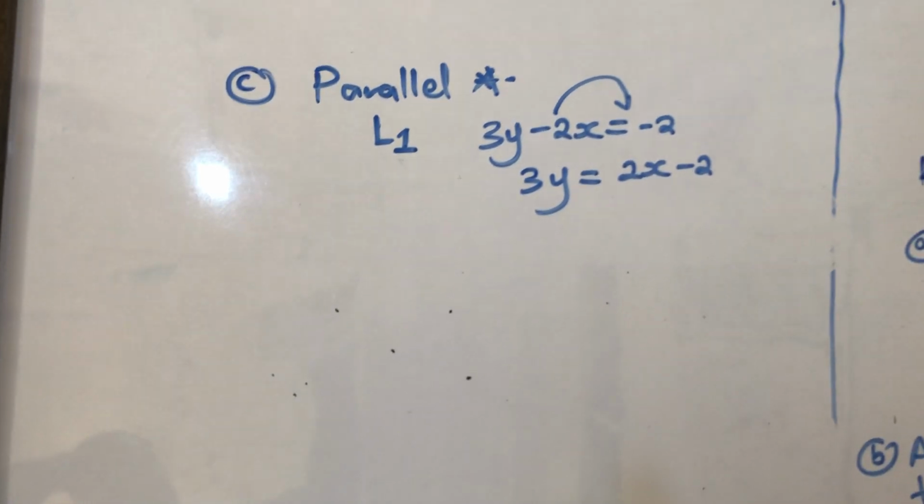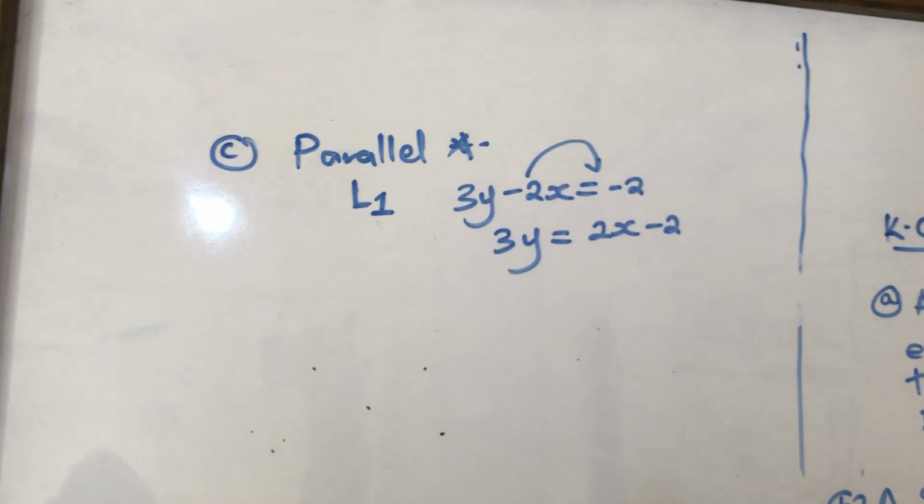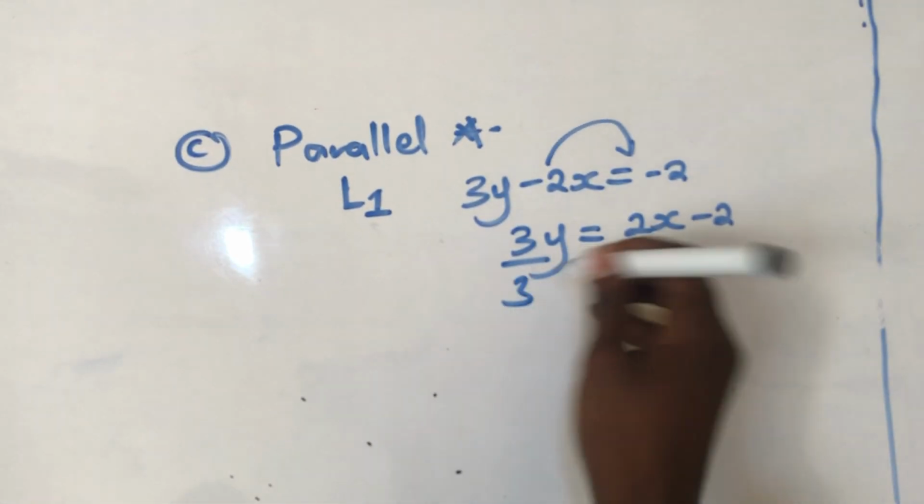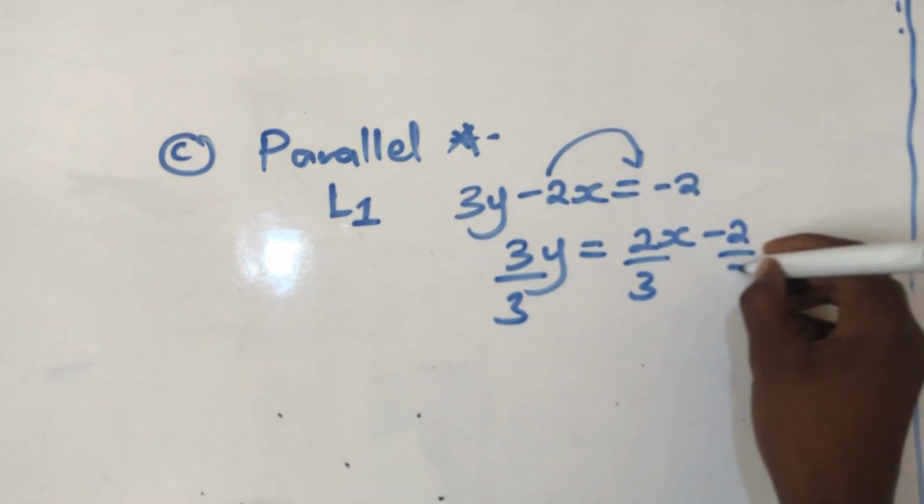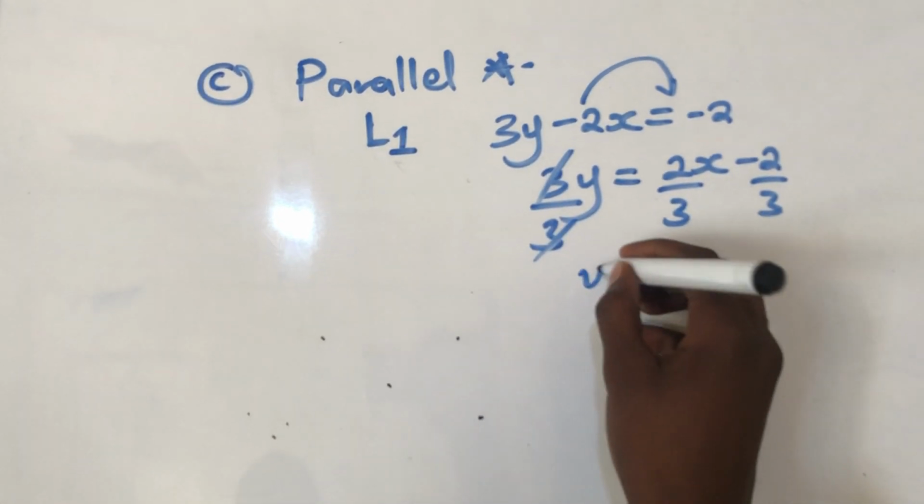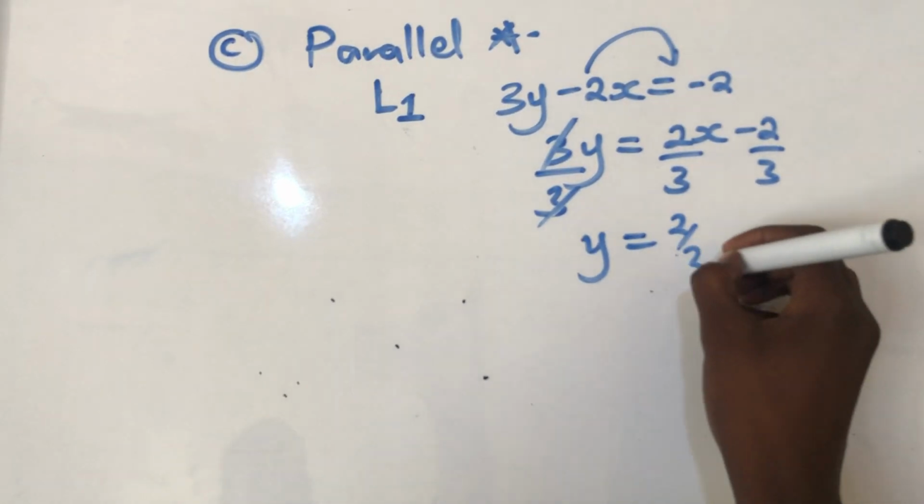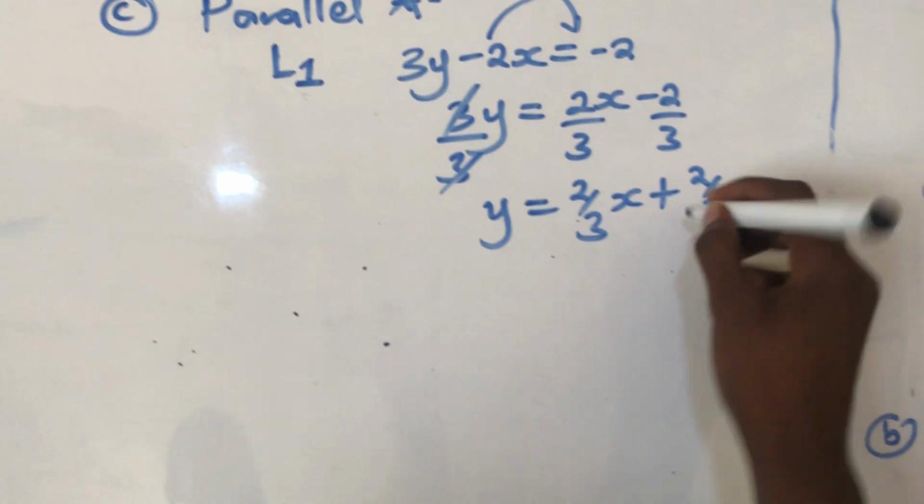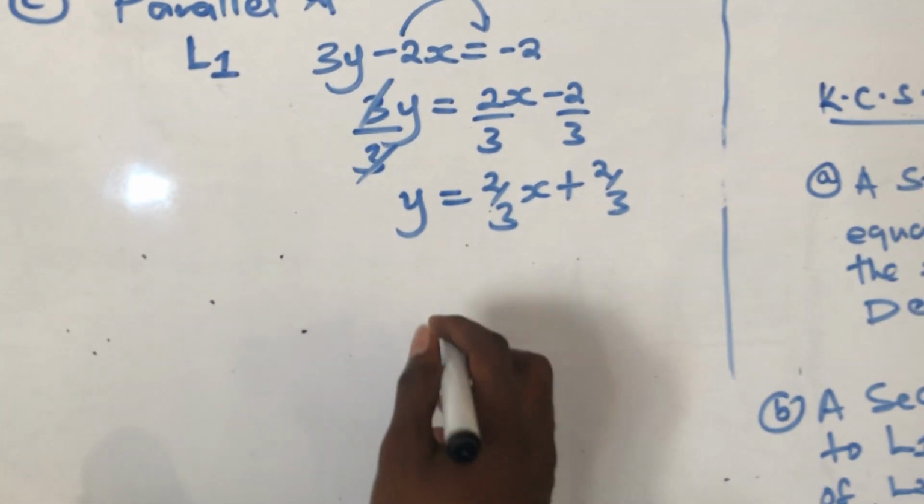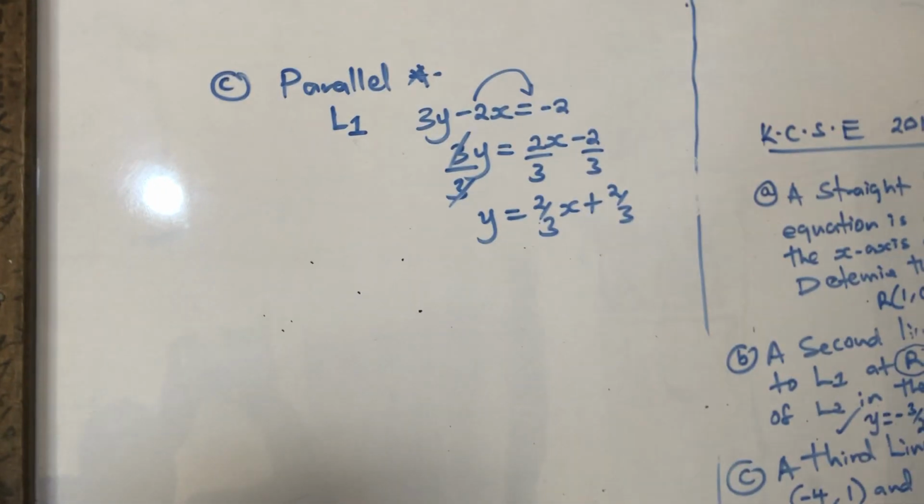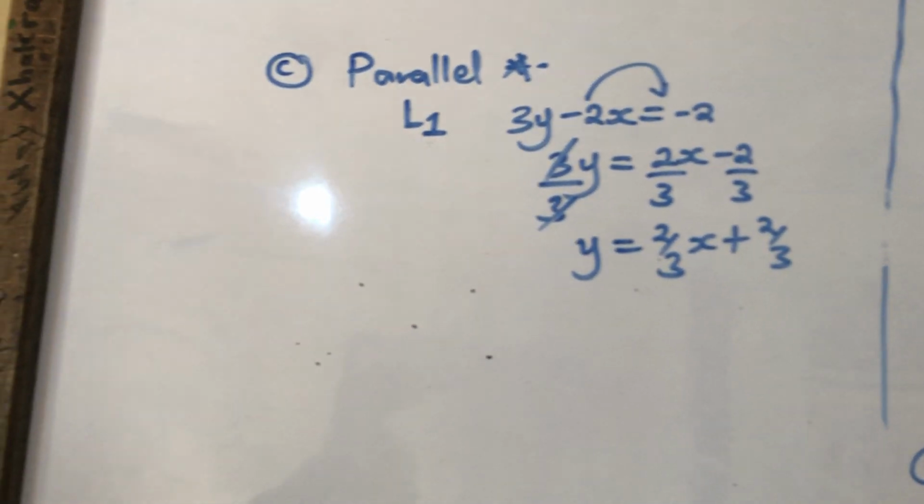We will then divide everything by 3. Divide this one here by 3, this one by 3, and this one here by 3. This and this will cancel out. Y will be equal to 2 over 3 of x plus 2 over 3. What is our gradient? The gradient of this line will be 2 over 3.